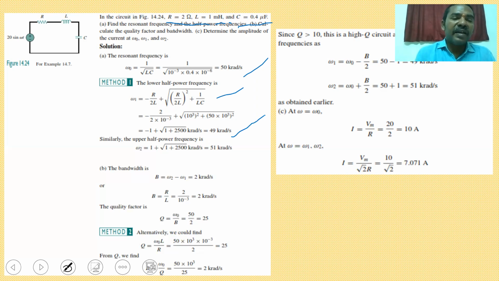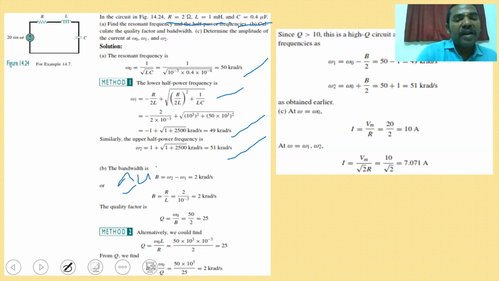Then for calculation of omega 2, R by 2L plus root of (R by 2L) whole square plus 1 by LC. Substitute the R value, L value and C value, then you can get the value of omega 2 is 51 into 10 power 3 radians. So kilo values we are getting for omega naught, omega 1, omega 2: 50 kilo, 49 kilo and 51 kilo.